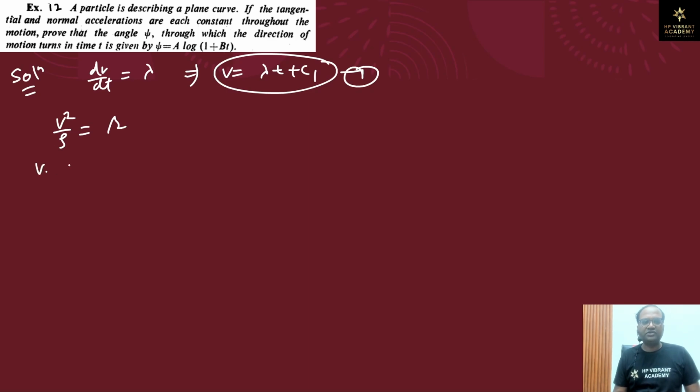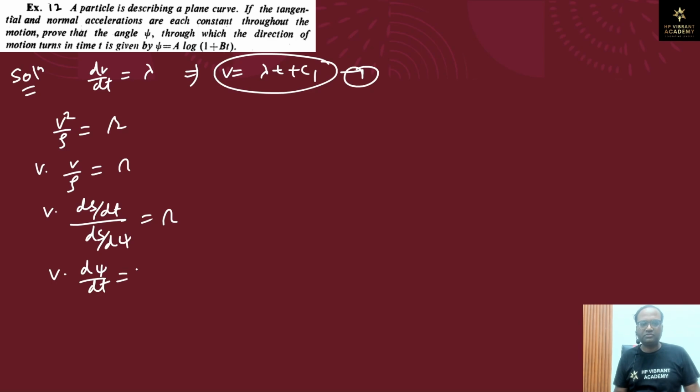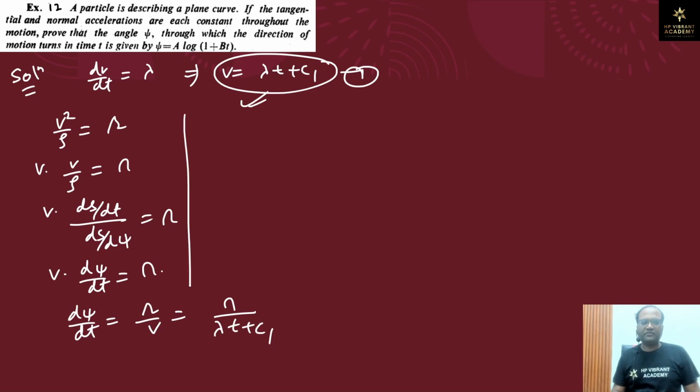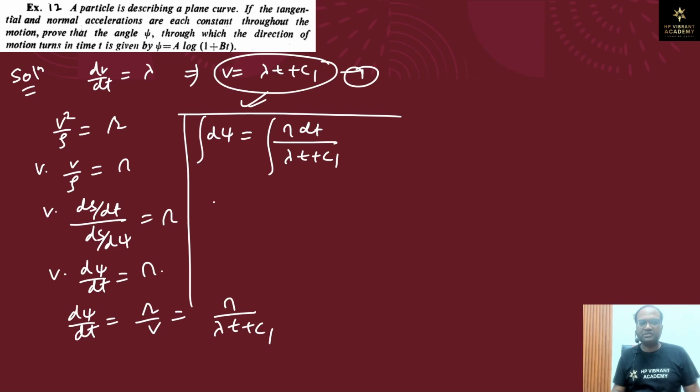So we can write this as v into v upon rho is equal to mu. So v into ds upon dt upon ds upon d psi is equal to mu. So we have v into d psi upon dt is equal to mu. So d psi upon dt is equal to mu upon v, and v we have as lambda t plus c1. This we can further integrate as d psi is equal to mu into dt upon lambda t plus c1. Integrating, psi is equal to mu upon lambda log of lambda t plus c1, plus c2.